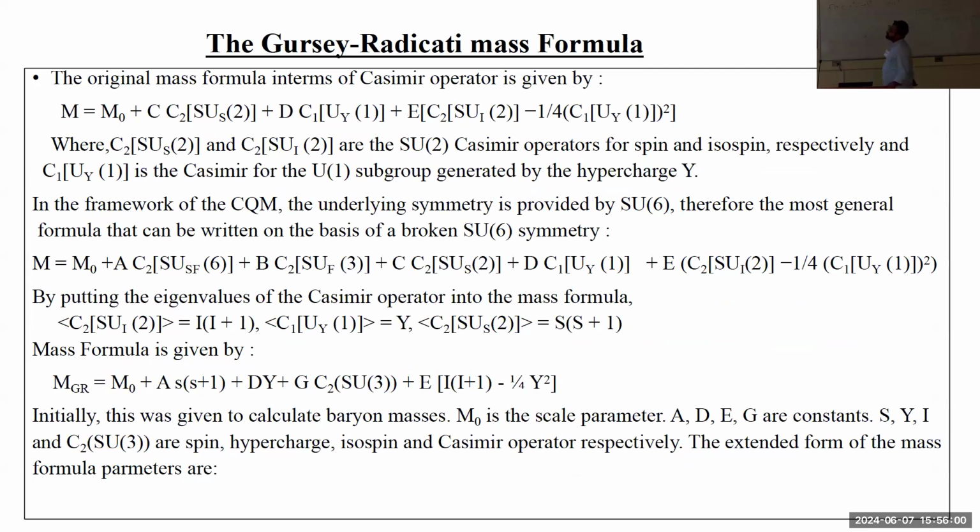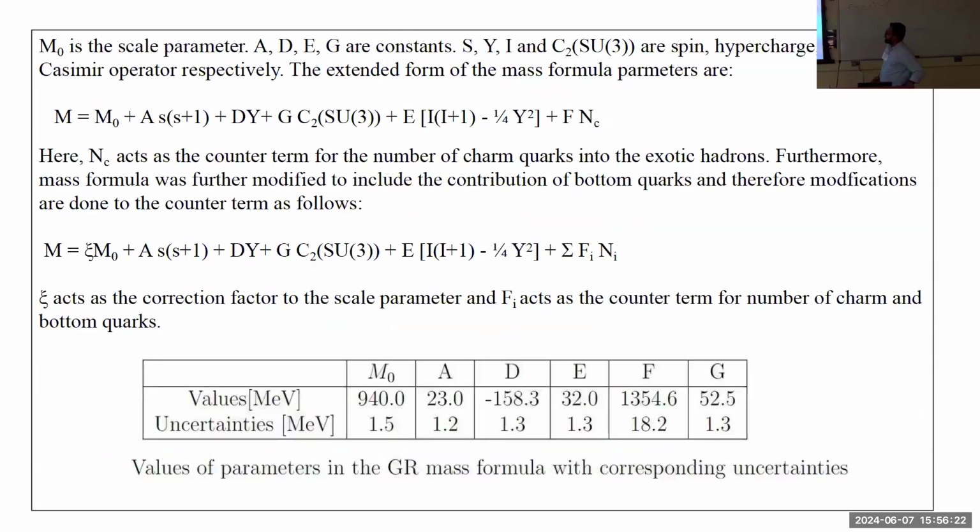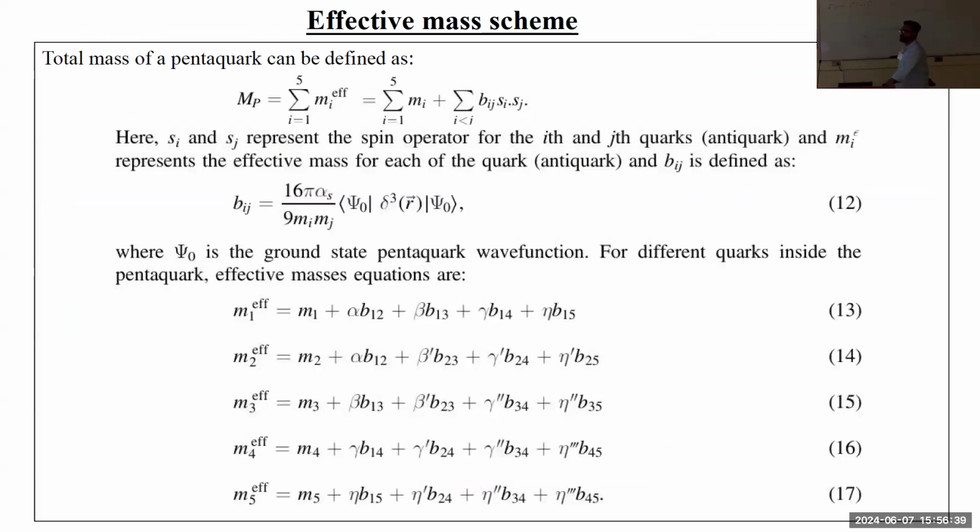It was initially defined in terms of the Casimir operators for the spin, hypercharge, and isospin. By considering the chiral quark model, we consider the underlying symmetry of SU(6), where the spin-flavor symmetry has been considered. Then by putting in the eigenvalues of the Casimir operators of the respective quantum numbers, we get this mass formula. We then extended this to include the contribution of heavy quarks, such as the charm quark and bottom quark. In the table below, we can see the mass formula parameters, which are constant values, shown with their respective uncertainties.